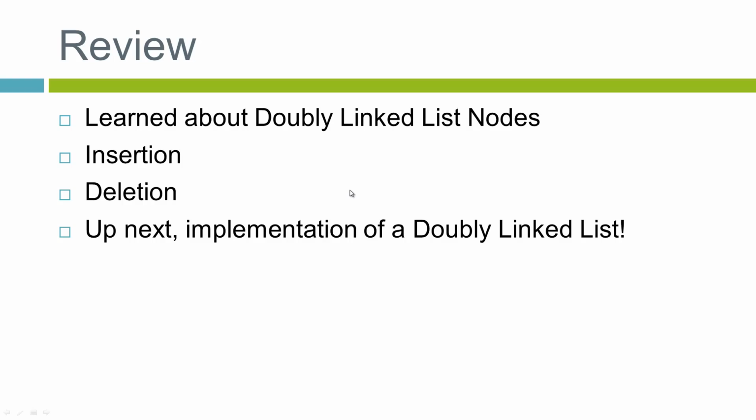Okay, so we learned about doubly linked list nodes, how they point to both what's coming up next and what came up previously. We learned about insertion and deletion. And now next we're going to implement a doubly linked list using node classes in Python.